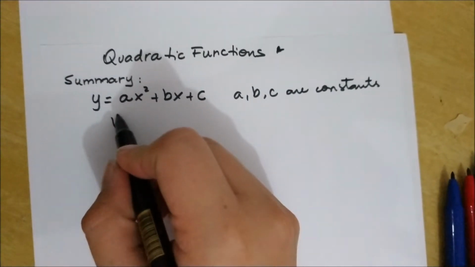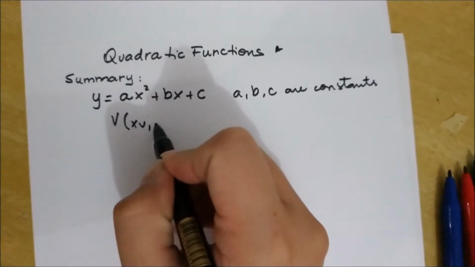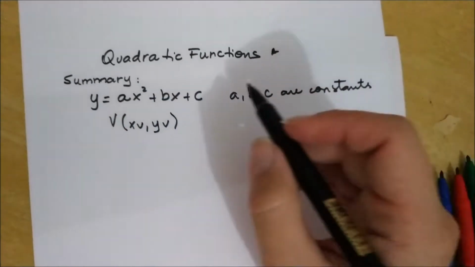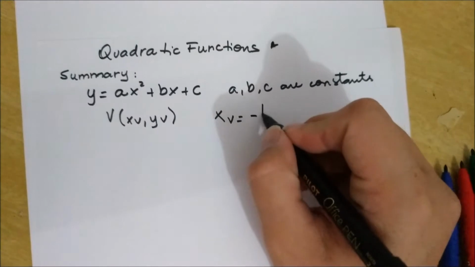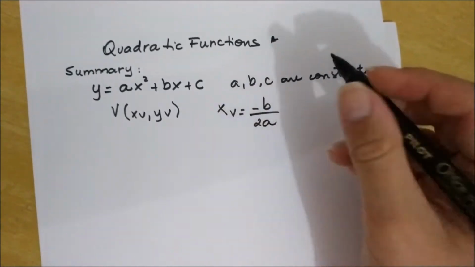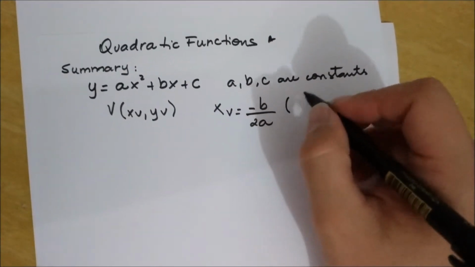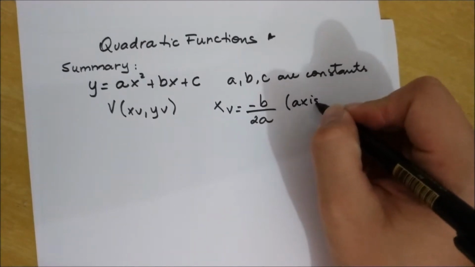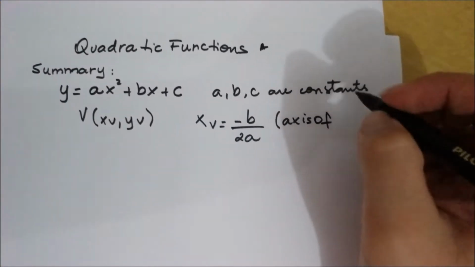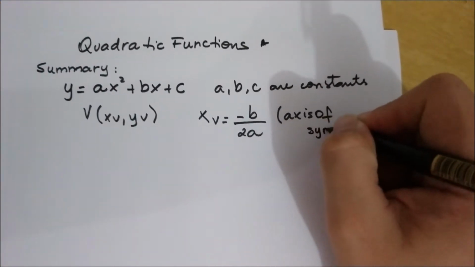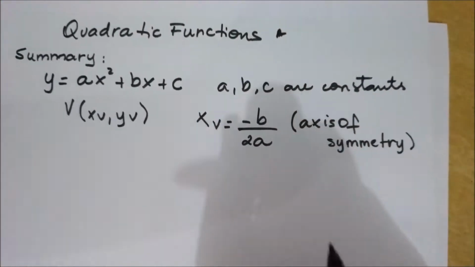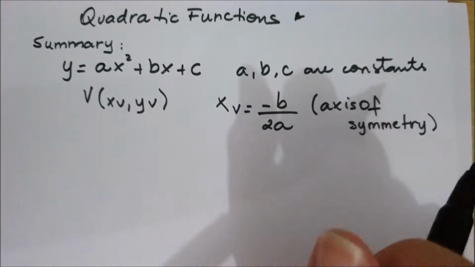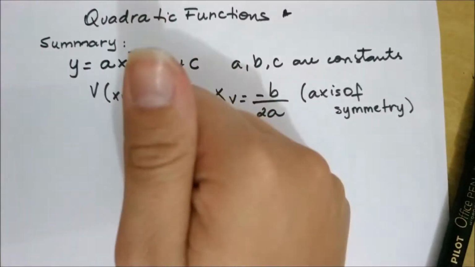Then we also know that we have a vertex. And then we can find the x-vertex from this equation. And this is also the axis of symmetry. So far, so good. This is what we've learned so far. Good. So we're good to go.